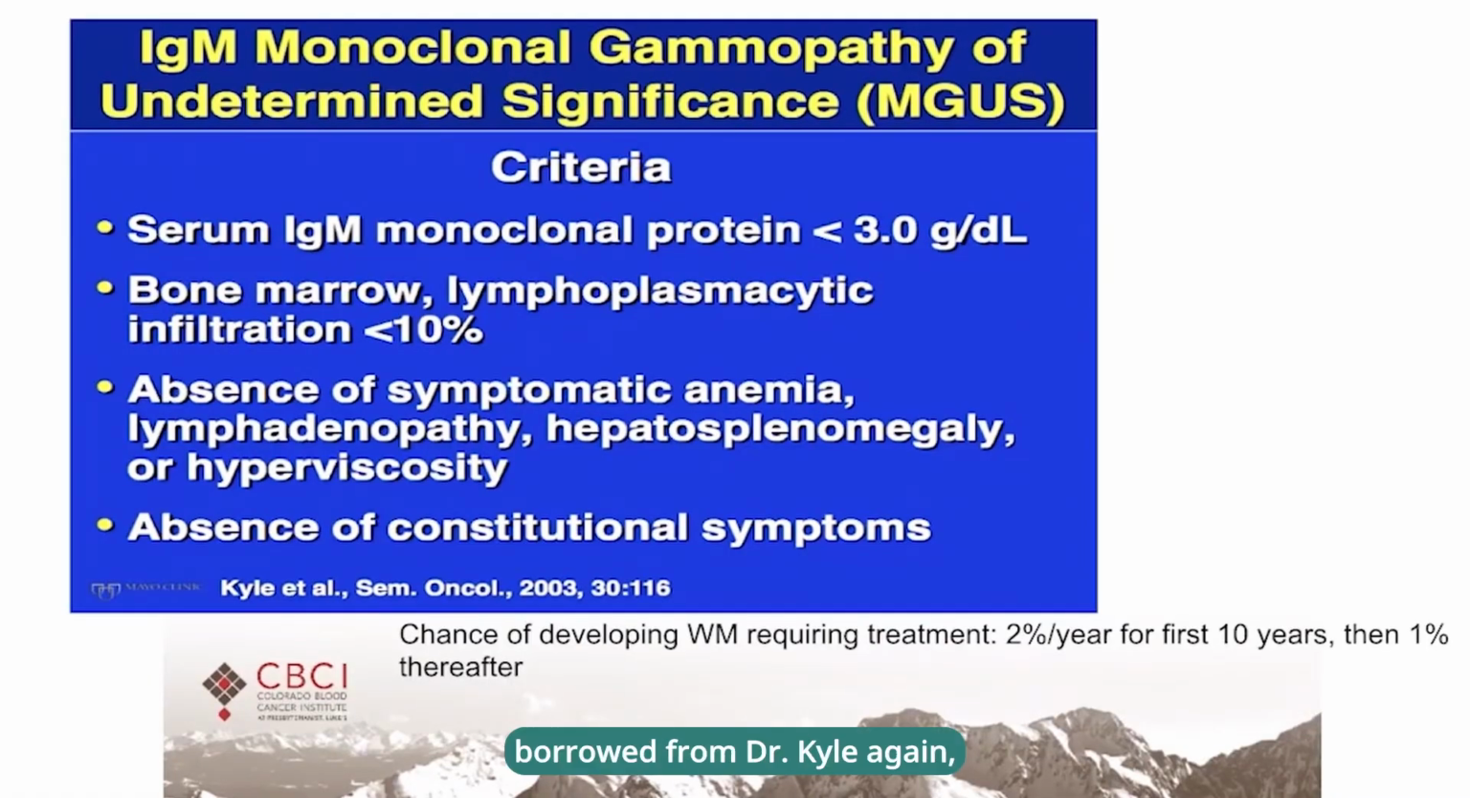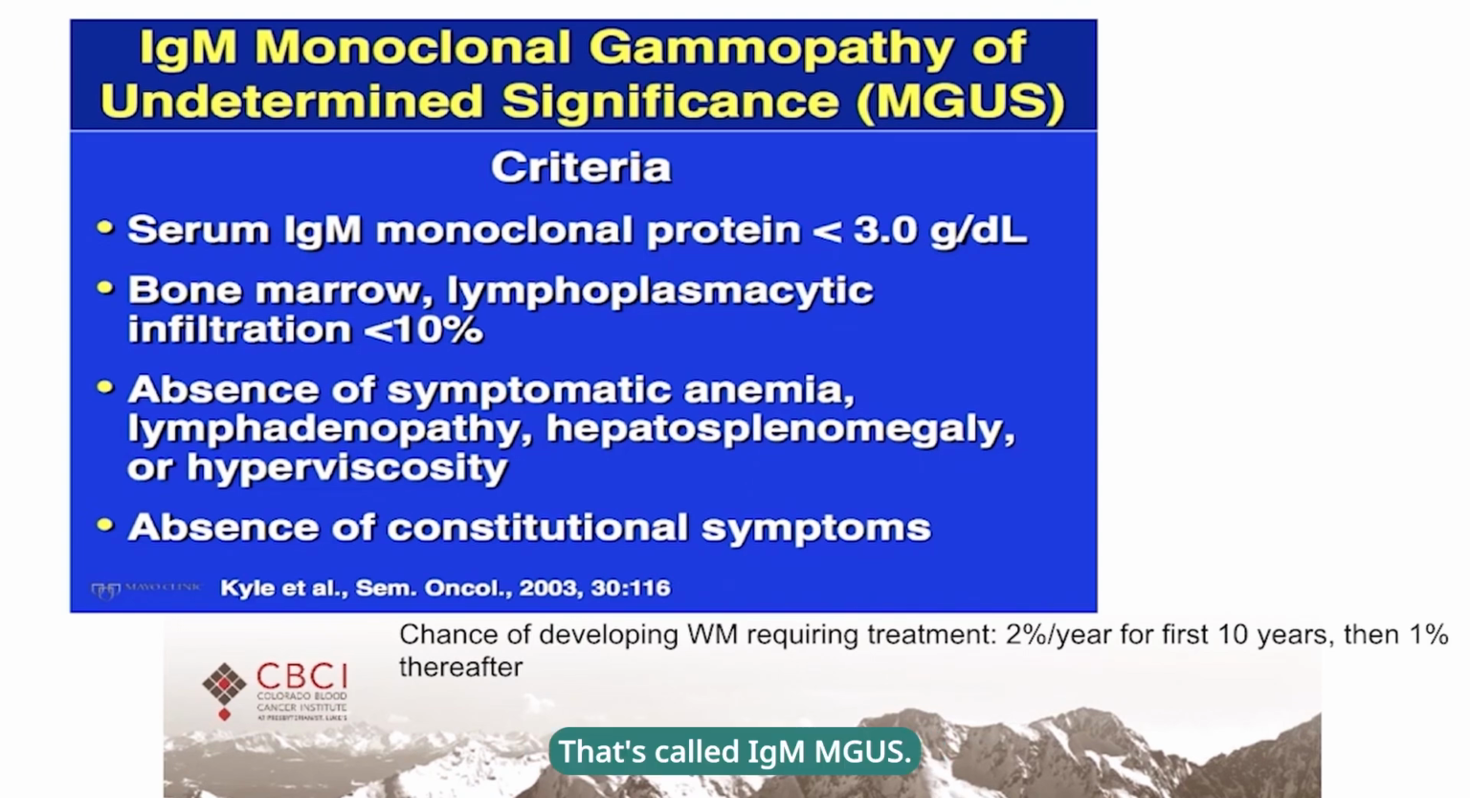So this is a slide borrowed from Dr. Kyle again, where he goes through the diagnostic criteria for what's called IgM MGUS. And the critical point here is that IgM MGUS is associated with a very low level of IgM in the blood. And when the bone marrow biopsy is done, fewer than 10% of the cells are those LPL cells. And importantly, patients cannot have any symptoms or problems related to the IgM or the lymphoma cells.